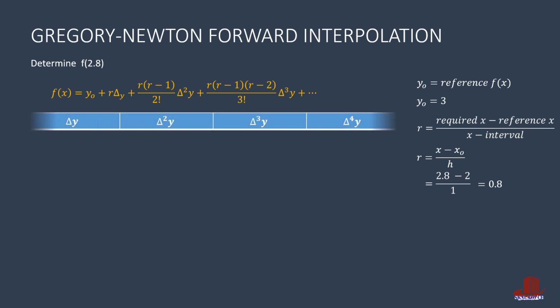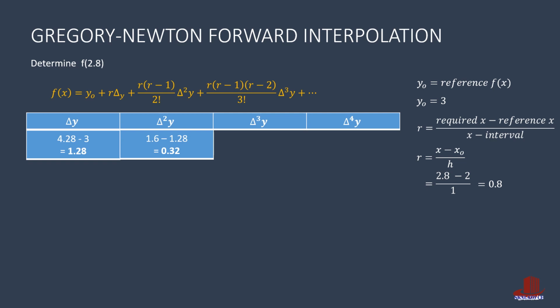Next are the deltas from the difference table. We take 1.28 for delta y. 0.32 is for delta squared y. Then 0 for delta cubed and delta raised to 4 y.